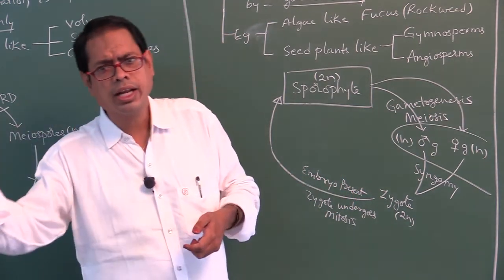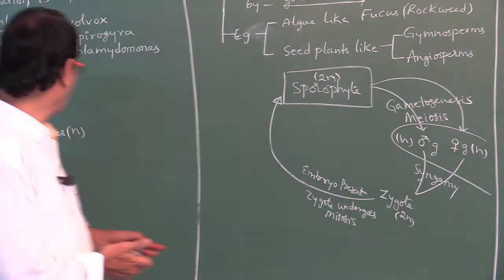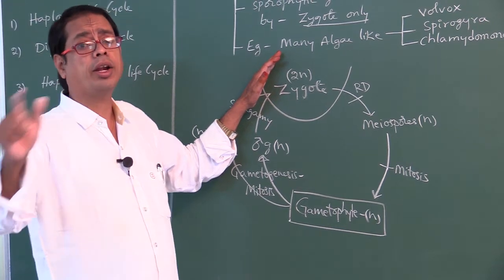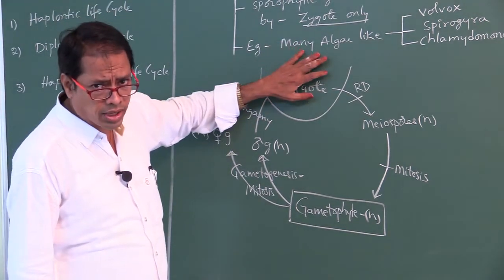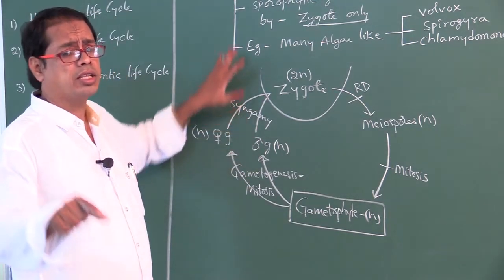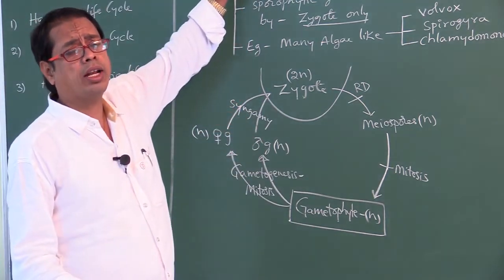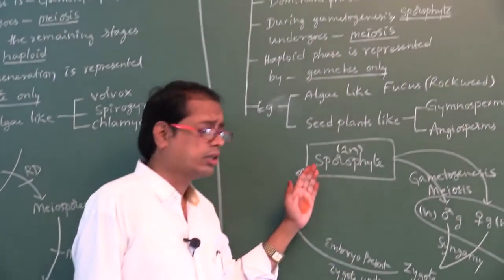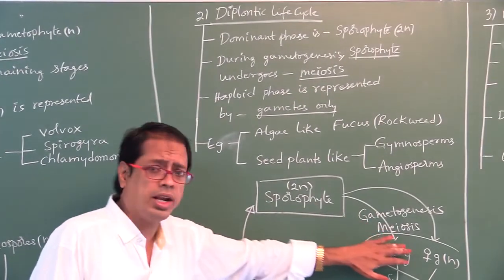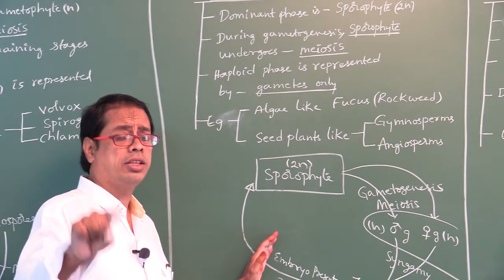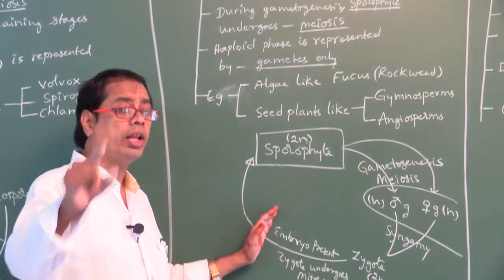What is haplontic life cycle? Haplontic life cycle means majority of stages are in haploid condition. That is, except zygote, the remaining stages are in haploid condition. That's why it is so called haplontic life cycle. Whereas what is diplontic life cycle? That is, except gametes, the remaining stages are in diploid condition. That's why it is so called diplontic life cycle.